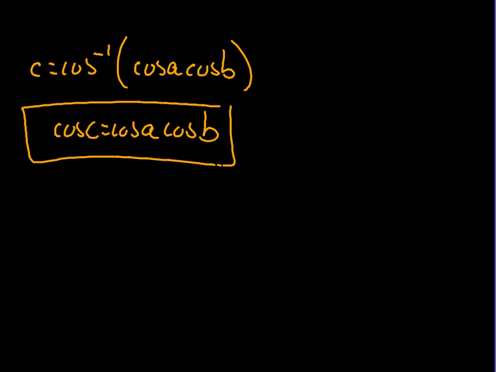C, the distance between them, is equal to the inverse cosine of the product of cosine of A and cosine of B. And for the grand finale, just apply cosine to each side, and we have the spherical Pythagorean theorem. Cosine of C is equal to cosine of A times cosine of B.